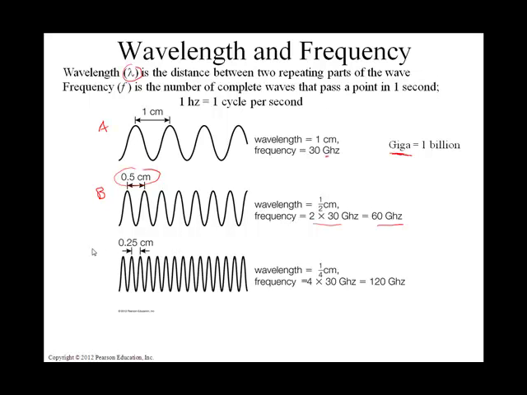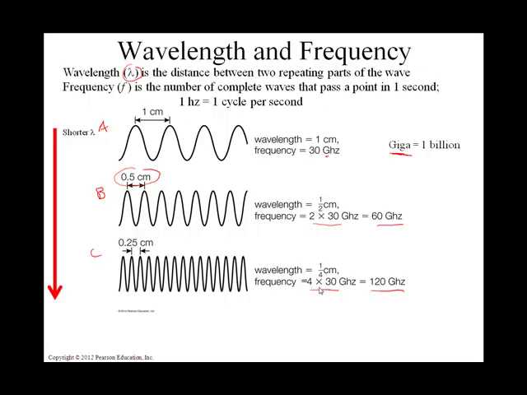Let's look at one more, and we'll call this C. If we compare A to C, C has a wavelength of 0.25 centimeters, so we're getting a shorter wavelength. So we must be getting more energetic forms of radiation. Notice that with the shorter wavelength, the frequency increased. Specifically, since 0.25 is 1/4 of 1, the frequency was multiplied by 4. So see how this works?